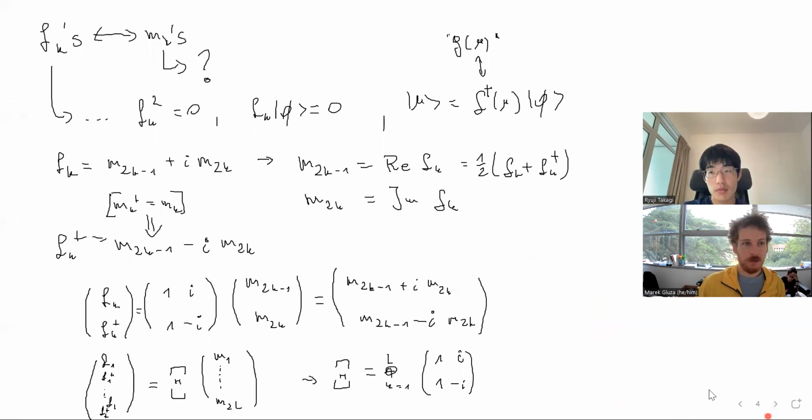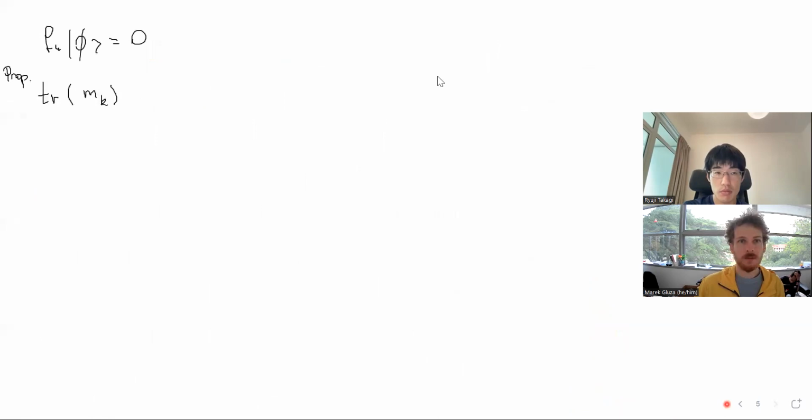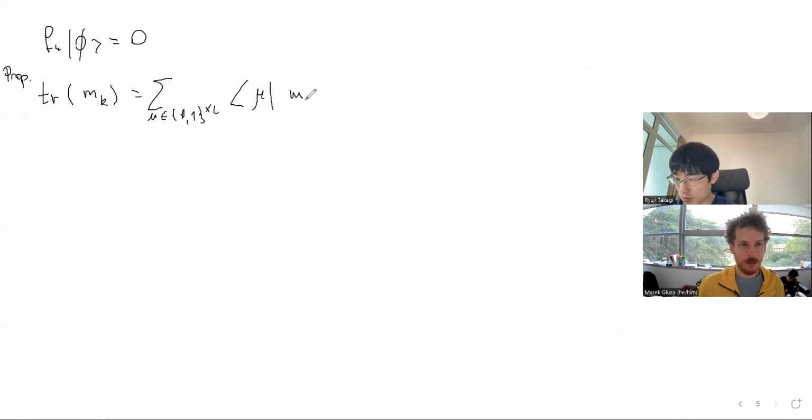And so we view those Majorana operators as real and imaginary parts of those Fk operators. When I have Fk operators, then I also have the states. So I can sum over mu in the Boolean cube from 0, 1 to L. And then I can look at something like this. K mu.